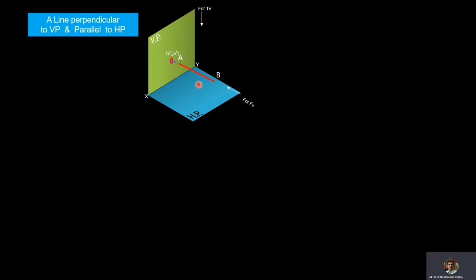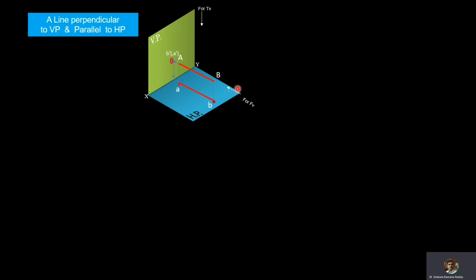From point A draw a projector, and from point B draw a projector towards the horizontal plane. In the top view you will see the distance of these points from the vertical plane. This is A and this is B. Join these 2 points. This is the true length of the line because the line is parallel to HP. That's why on HP you will get true length, and because the line is perpendicular to VP, on VP you will get a point.